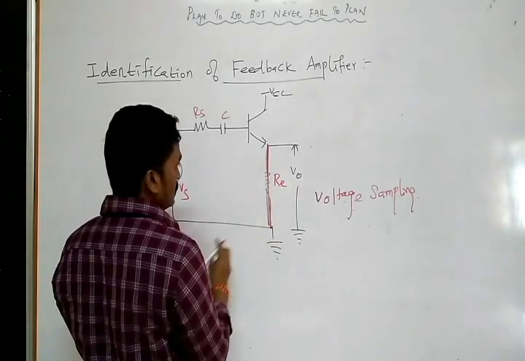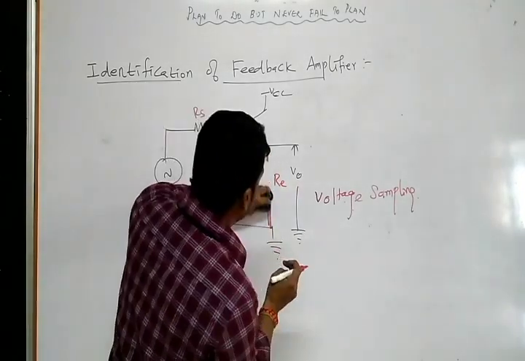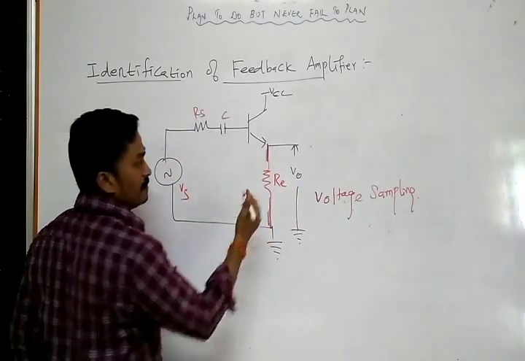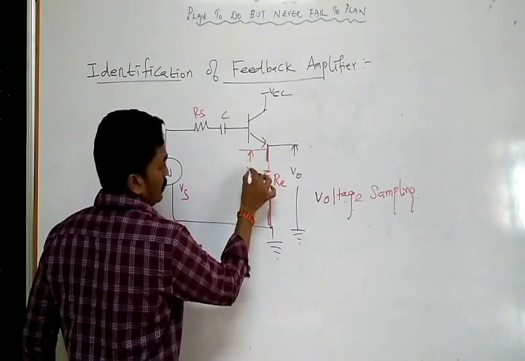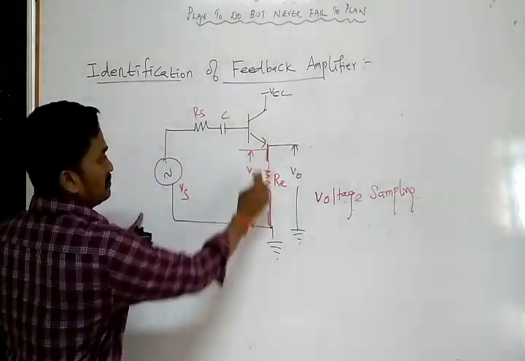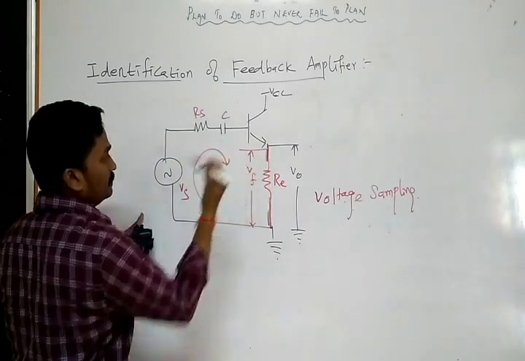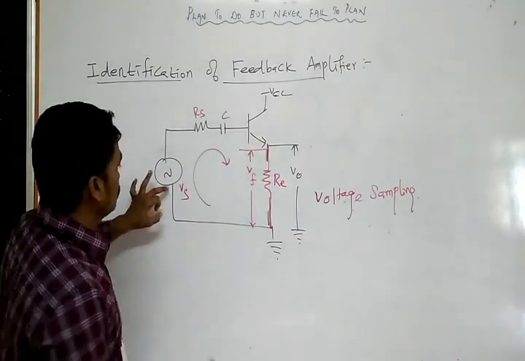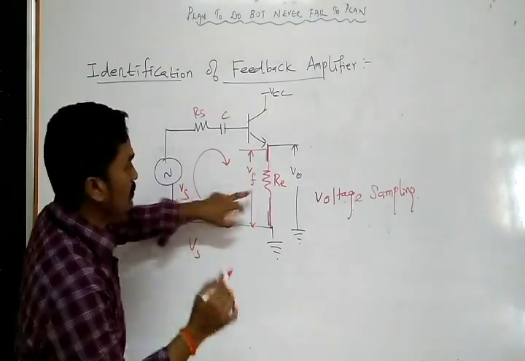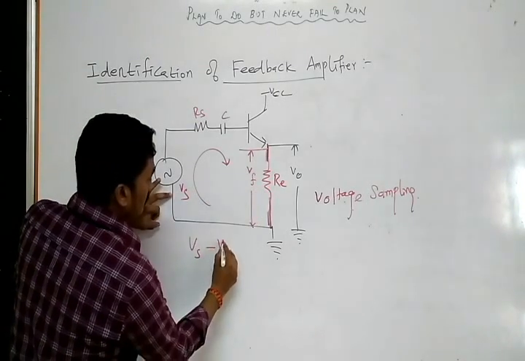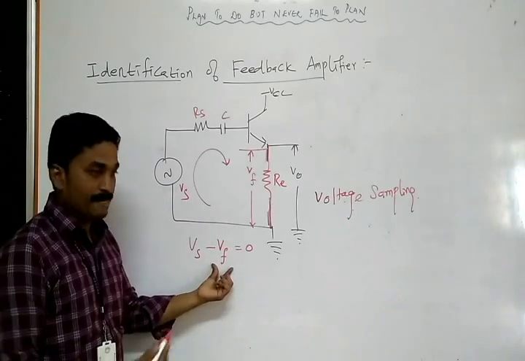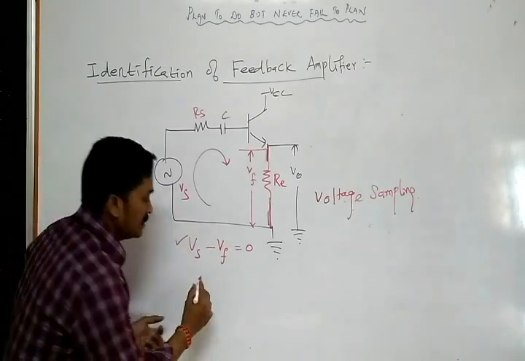Let's come to the input side. Across this RE resistance, we have a voltage drop, and that drop goes to the input side as feedback. So let us consider this drop as VF, the feedback voltage, and this is the input loop. If we apply KVL in this input loop, there are 3 drops: VS and these two drops. So this VF is now subtracted from the input voltage as a voltage, and this is called series mixing.